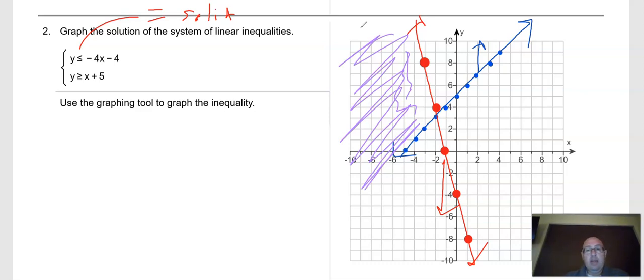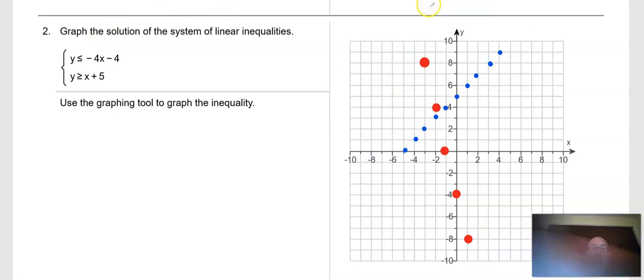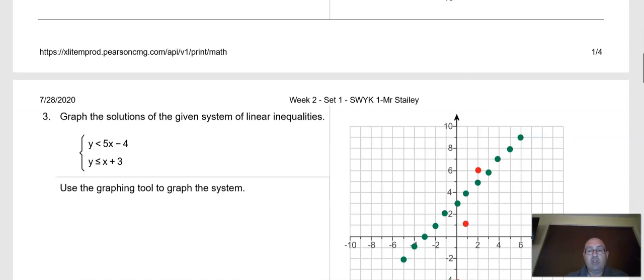So anyway, that is the solution to the system, that shaded region right over there. So you'll have to get the solid or dotted line part correct, as well as the overall shaded region.